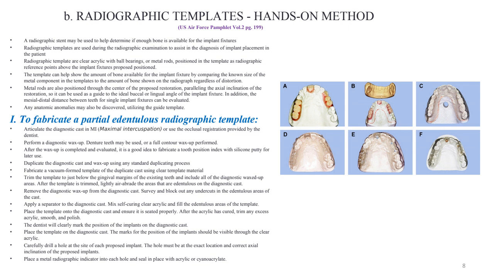Fabricate a vacuum form template of the duplicate cast by using a clear template material. Trim the template to just below the gingival margin of the existing tooth and include all the diagnostic wax-up areas. After the template is trimmed, lightly aerate the areas that are edentulous on the diagnostic cast. Remove the wax-up from the diagnostic cast, survey and block out any undercuts on the edentulous area of the cast.